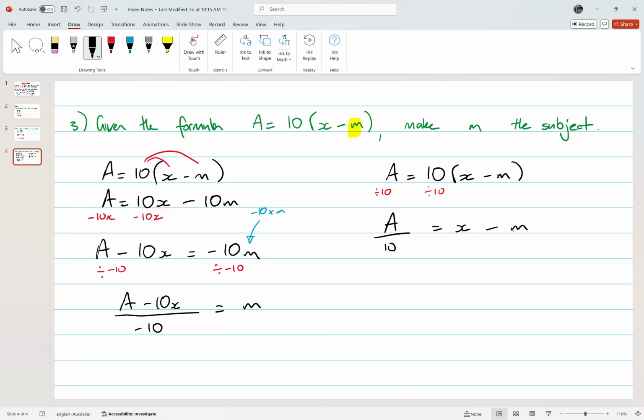And now what I could do is maybe I could subtract the x. So I'd have A over 10 minus x equals negative m. Now, note that this is negative m. I haven't actually made it the subject of the formula just yet, because to make it the subject of the formula, I want positive m. So lastly, if I was to divide everything by negative 1, divide everything by negative 1, I could have maybe negative A over 10 plus x equals m.